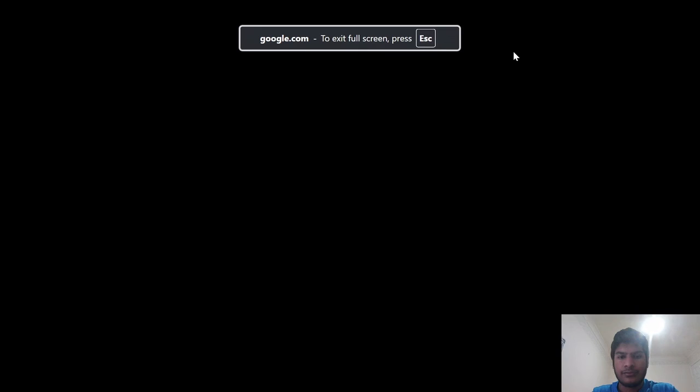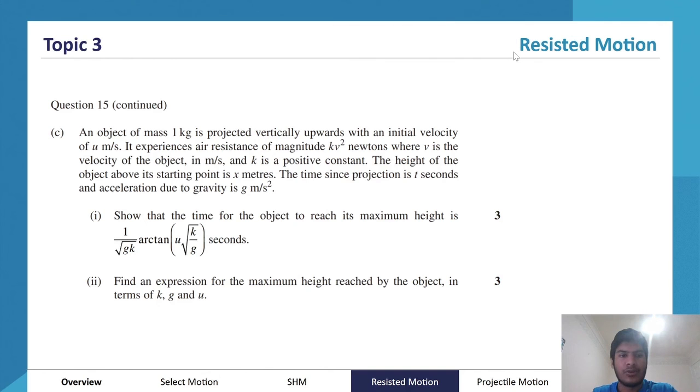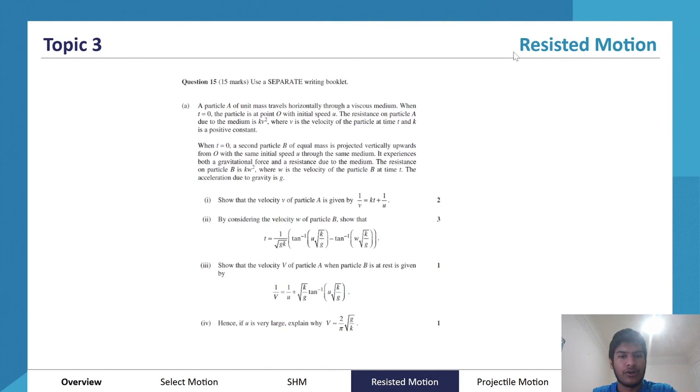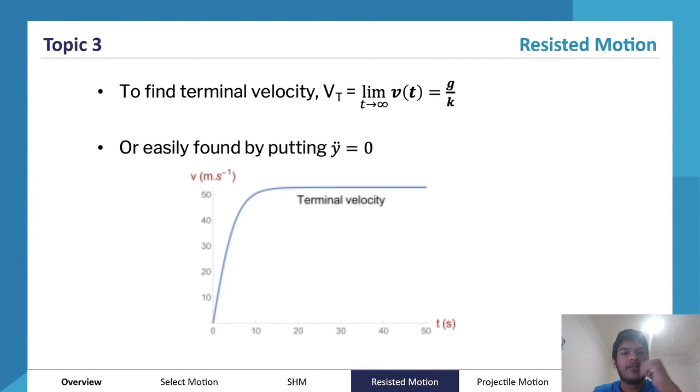Moving on. Again, the slides do have a few questions in there for you to try on your own. They are pulled from past HSC papers, but I definitely recommend giving it a shot yourself before you look at the solutions. Okay, so just a little side note before we end on resisted motion: finding terminal velocity.